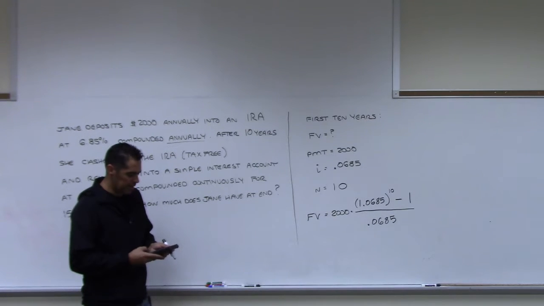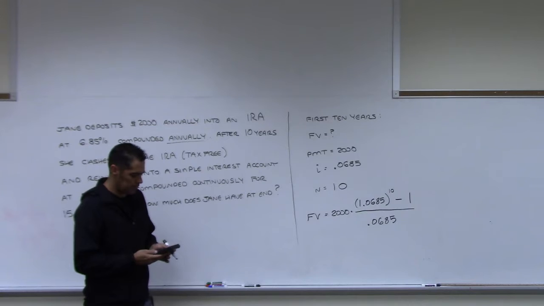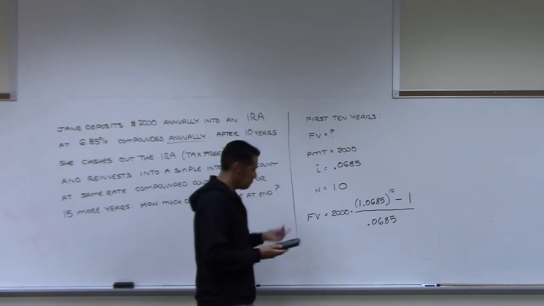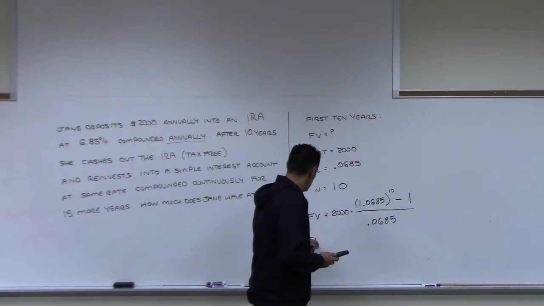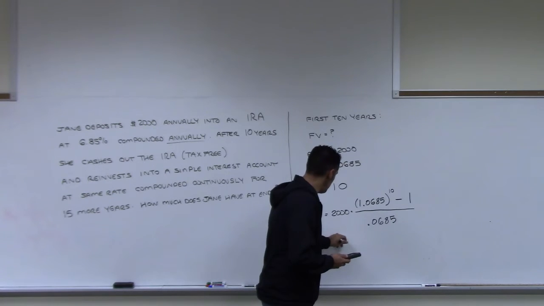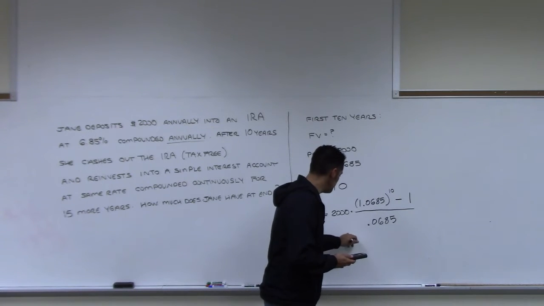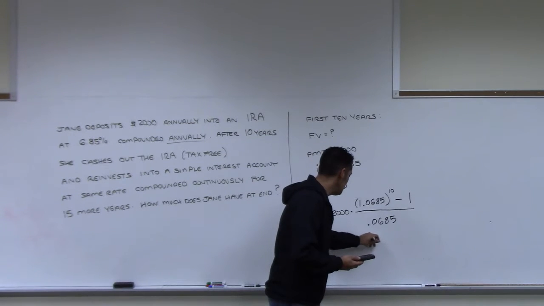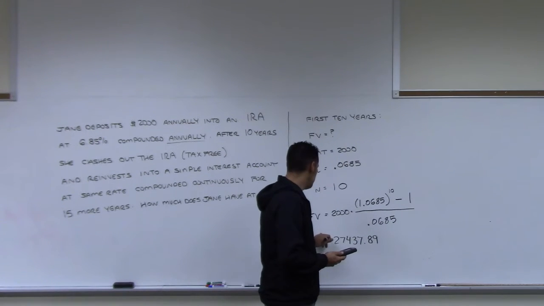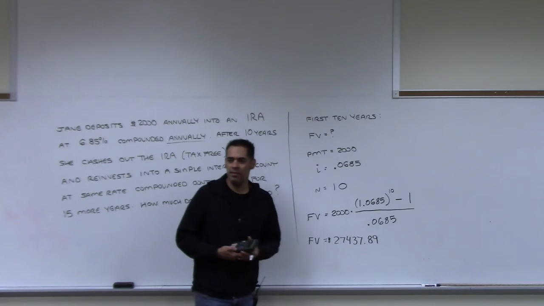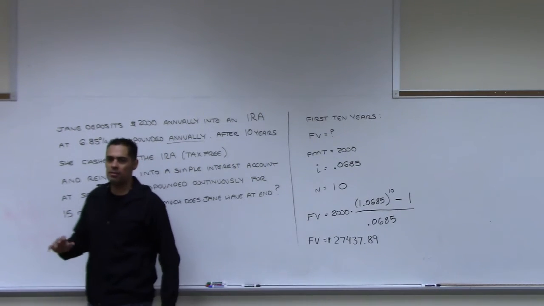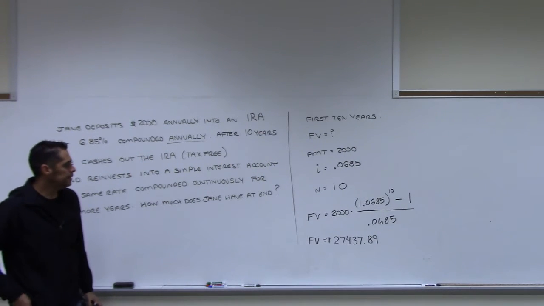Anybody want to share what they got? 27,430. Okay, good. That's right. Future value is about $27,437 and 89 cents or so. Again, if you're off by a couple of dollars or something, that's okay. If you're off by like $400, there's a problem in your calculation.